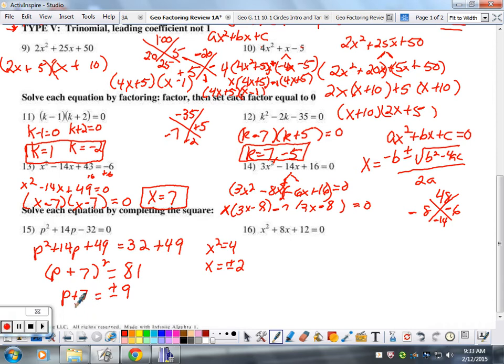So now I'm going to subtract 7 from both sides. So p equals negative 7 plus or minus 9. And let's see what those two numbers are. Negative 7 minus 9 is negative 16. And negative 7 plus 9 is 2. And those are the solutions.